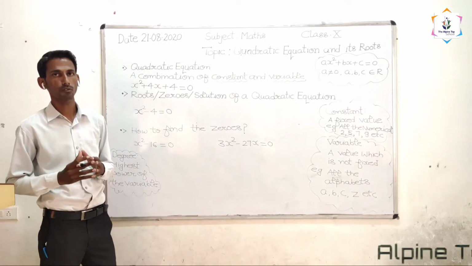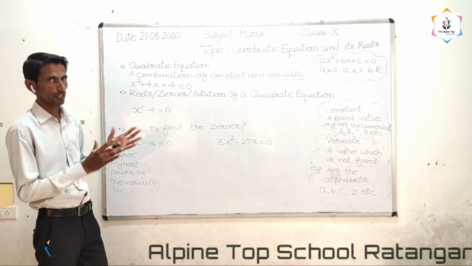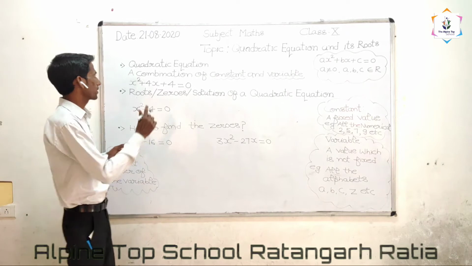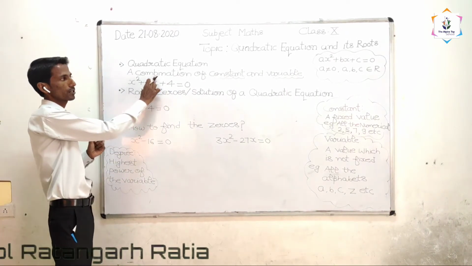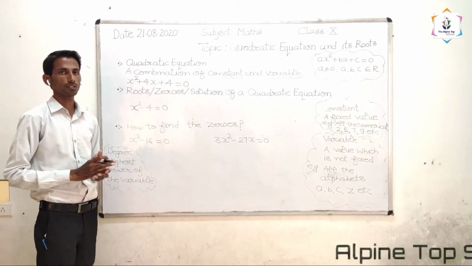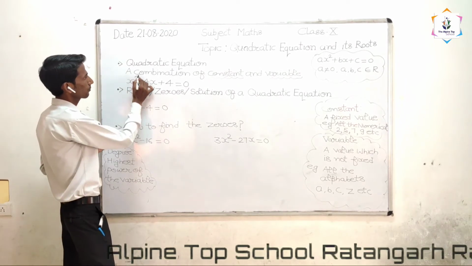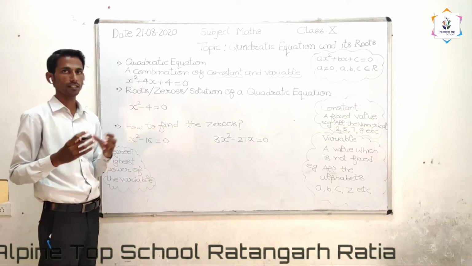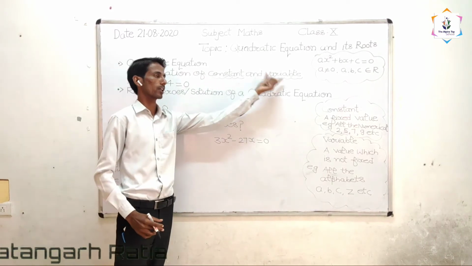What is the meaning of quadratic equation? We can try to understand it. A quadratic equation is a combination of constant and variable. What is the meaning of combination? We know this is just like a relation, a relation between constant and variable.